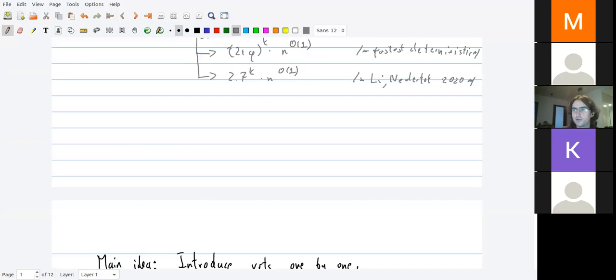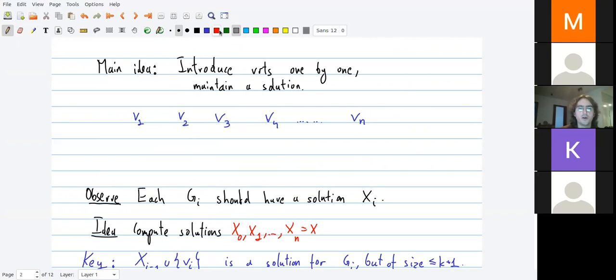So let's proceed further. Okay, so what's the main idea of iterative compression? Iterative compression, as the name suggests, is iterative. It essentially boils down to some sort of an induction. The idea is to introduce the vertices of my graph one by one and maintain a solution to my problem. So let's order the vertices in an arbitrary way, say v1, v2, v3, v4, up to vn, and let us introduce them one by one.